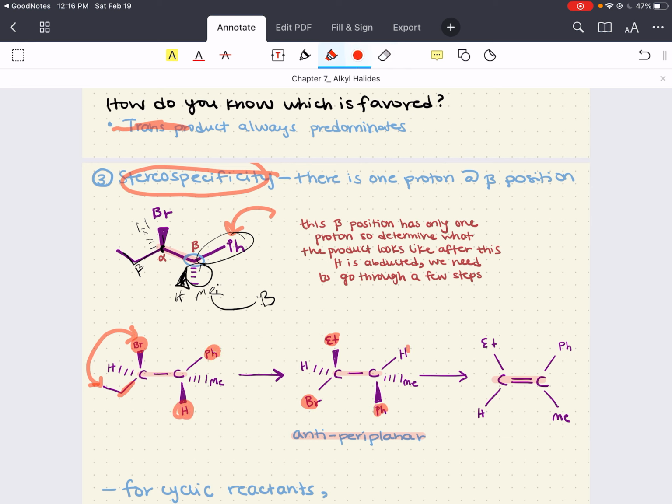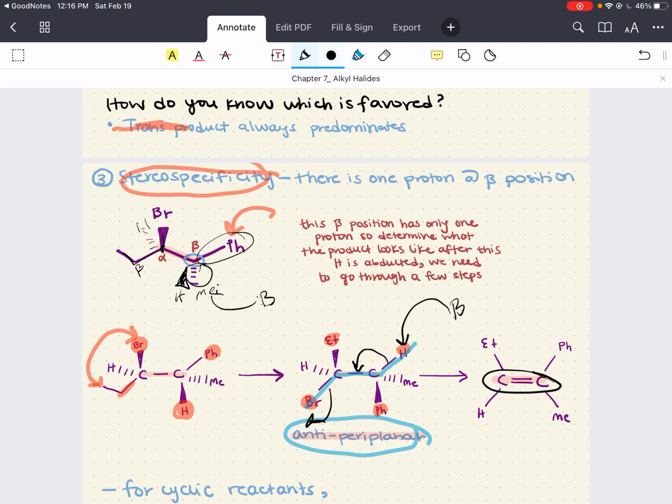And look how that's opposite. Notice how now our bromine and our hydrogen are across from each other on the plane, not on wedges or dashes. This makes it anti-periplanar. Beautiful. Now our base is obviously going to come, steal the hydrogen. Hydrogen dumps its electrons here to form a double bond, and bromine leaves.